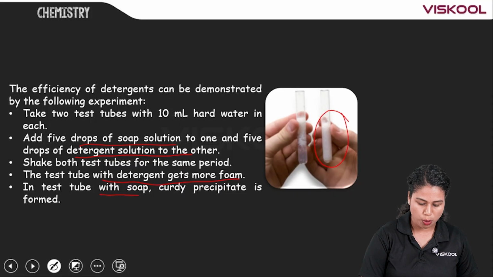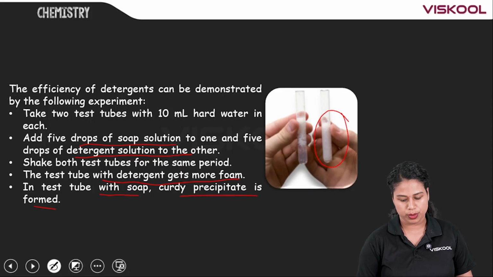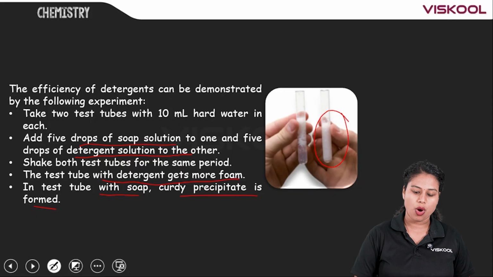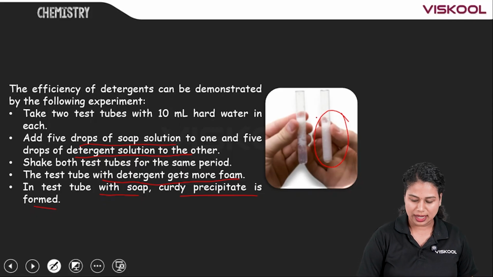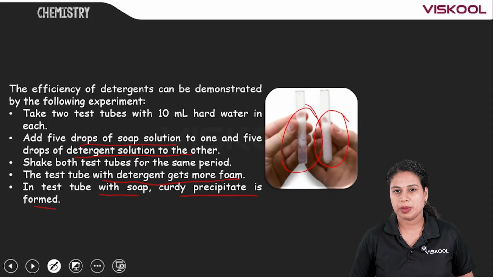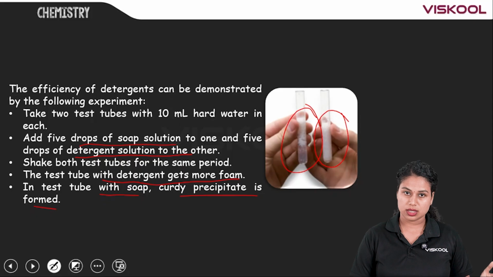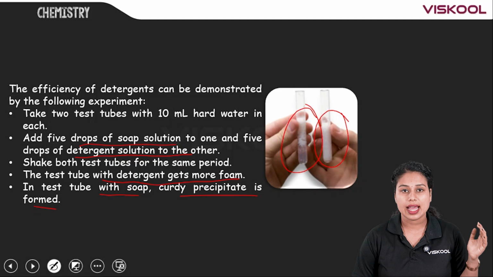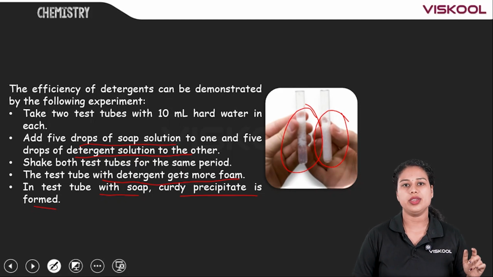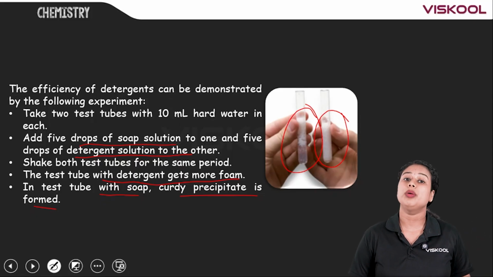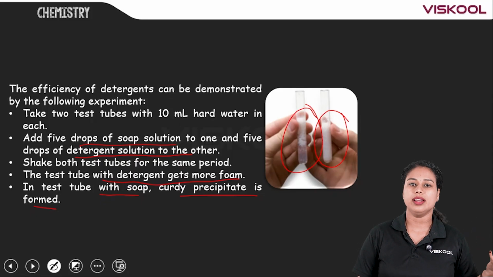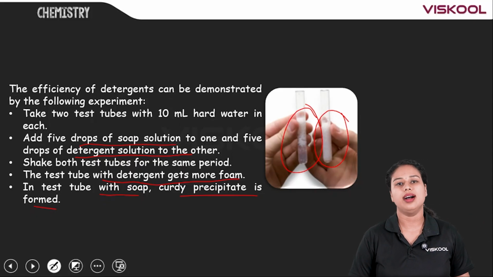In the test tube with the soap, a curdy precipitate is formed. So soap is ineffective in hard water, where hard water means the water that contains the salts of calcium and magnesium. In that particular hard water, we can make use of detergents. Detergents are sodium salts of sulfonic acids or ammonium salts containing chloride, bromide, etc. So detergents are effective in hard water.